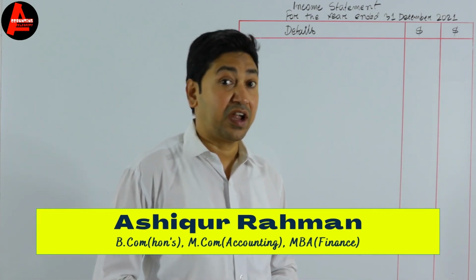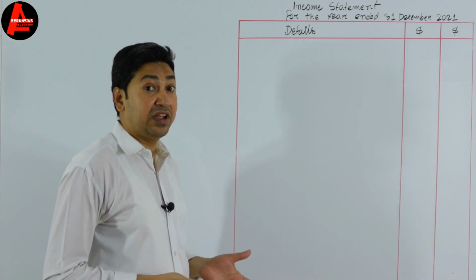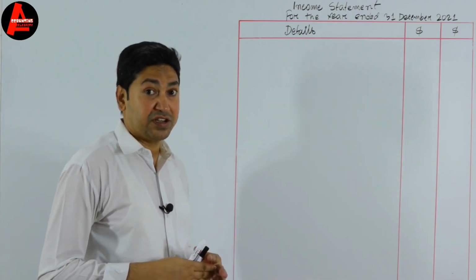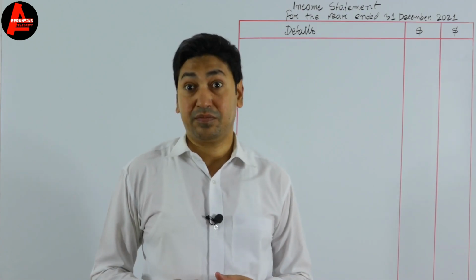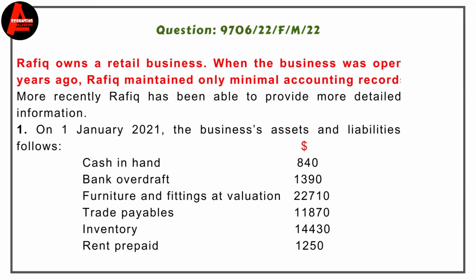So here in the second part, I'll show you how to calculate profit for the year or loss for the year, okay? It depends on the question. So here we have a question which is taken from Cambridge A-Level Accounting First Paper. We will see the question on the screen.